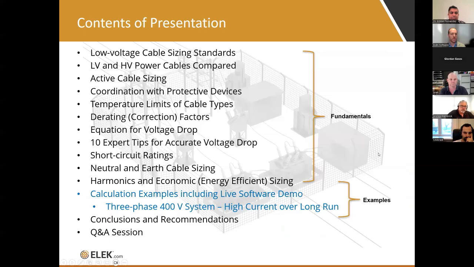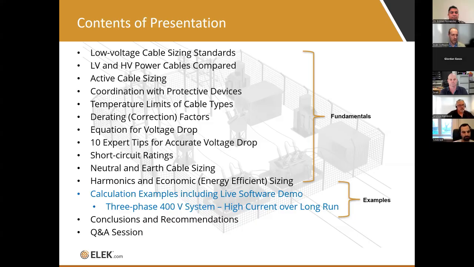So the content of this presentation at a high level, I'm obviously going to talk about low voltage cable sizing standards. This presentation will cover Australian standards, British standards, IEC standards in one presentation. The principles across those three standards are exactly the same, so they're universal. I'll briefly touch on the differences between low voltage cables and HV cables, just for interest.